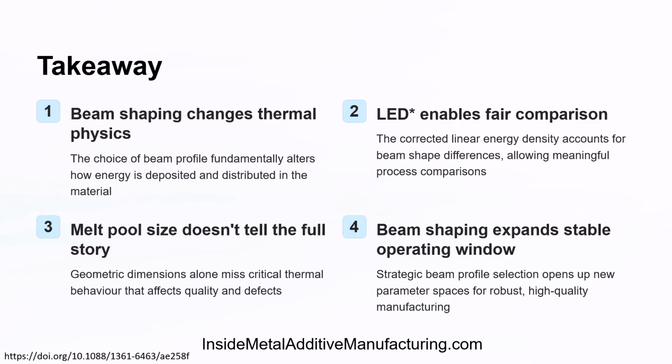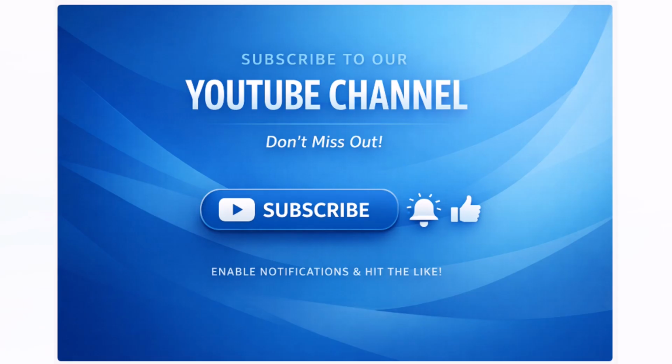Taken together, these results demonstrate that beam shape is as influential as power or scan speed in determining process outcomes. Standard energy density metrics are insufficient when beam shaping is involved, whereas LED star provides a physically grounded alternative. Melt pool dimensions alone do not guarantee stability, as internal temperature distributions play a decisive role. By redistributing energy more effectively, beam shaping expands the stable processing window and enables higher productivity without sacrificing quality. As metal additive manufacturing continues to scale toward higher throughput and stricter quality requirements, beam shaping is transitioning from a research topic to an industrial necessity.